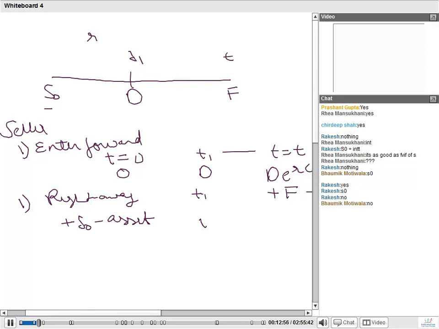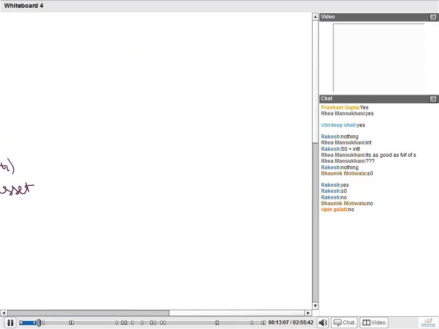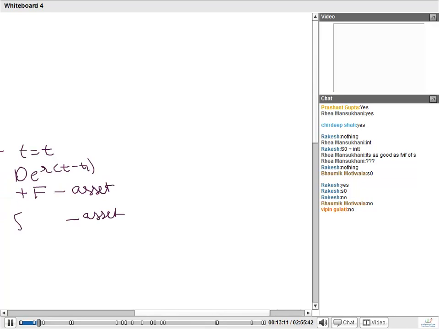No, because he has already sold the asset. So at t equal to t1, no more dividend. So at t equal to T, how will things look? The asset is still gone, nothing can be done about that. However, I have received S0, which would have compounded up to S0 e raised to the power RT.